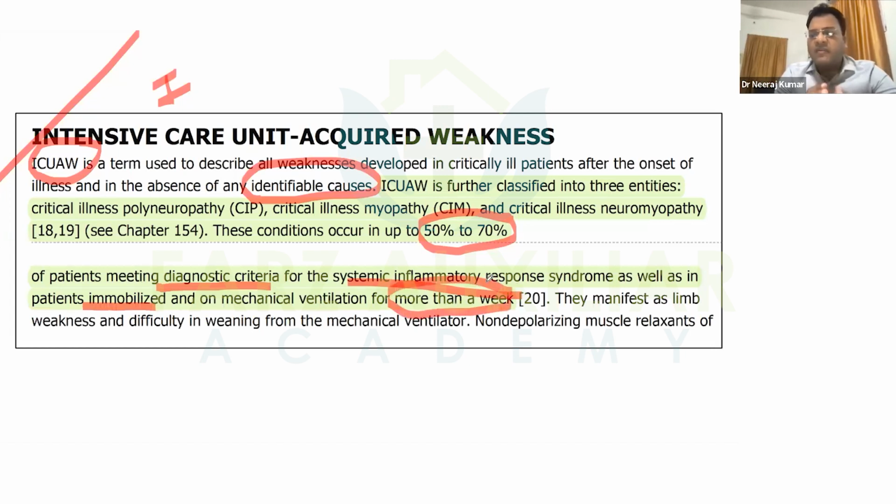Say, if they give an option for more than 3 days, it is never ICU-associated weakness. If they give an option for more than 5 days, it should be never. If they give an option for more than 7 days, then it would be fitting the criteria for mechanical ventilation. Now, they manifest as limb weakness, difficulty in weaning from the mechanical ventilator.